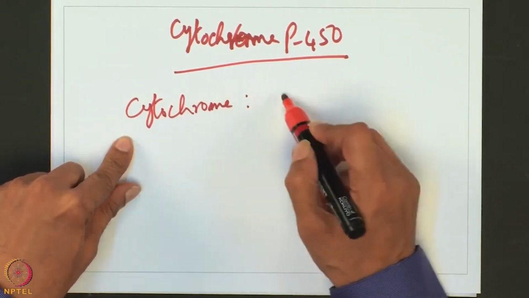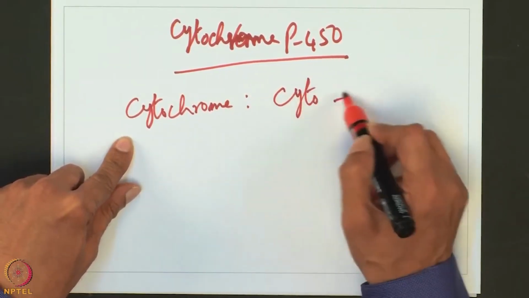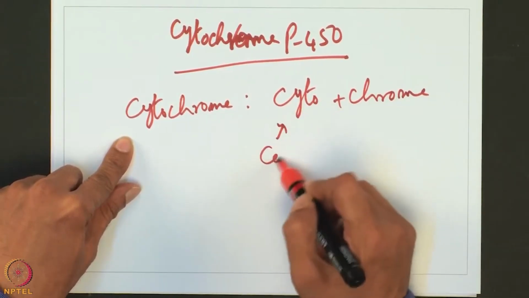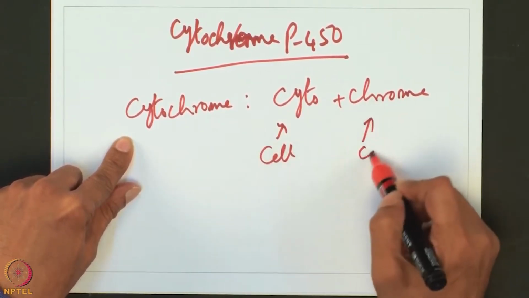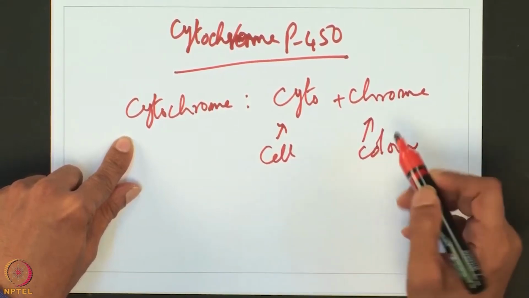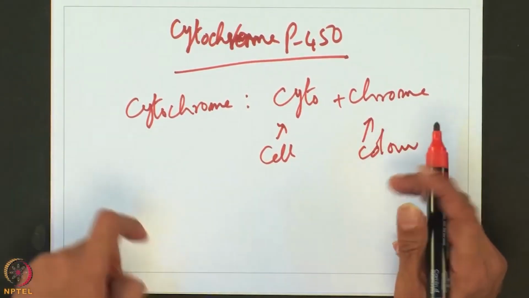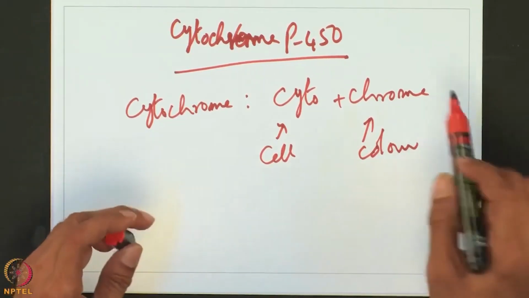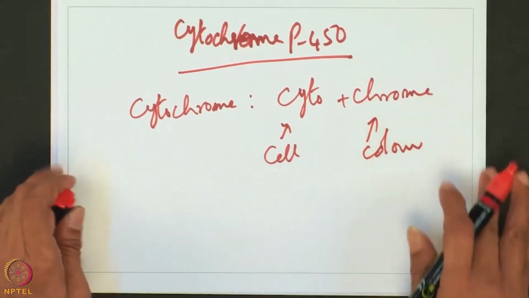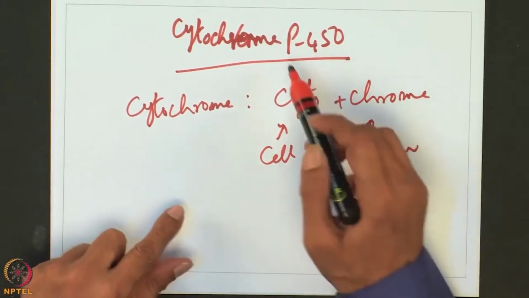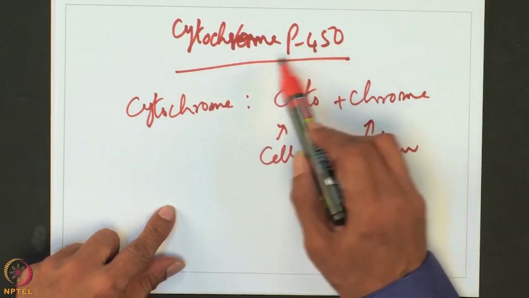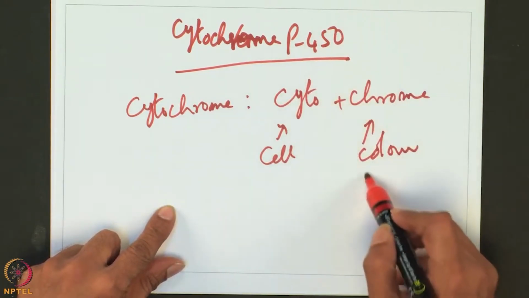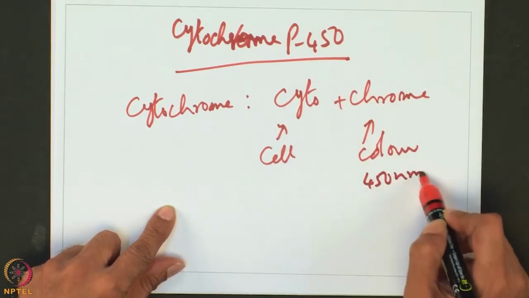It has got two words, cyto and chrome. So, cyto is cell and chrome is color. So, that is why these are the cellular proteins. So, cyto and color, and the color will be absorption, that will be in the nanometer range, and in cytochrome P450, 450 is the nanometer absorption.